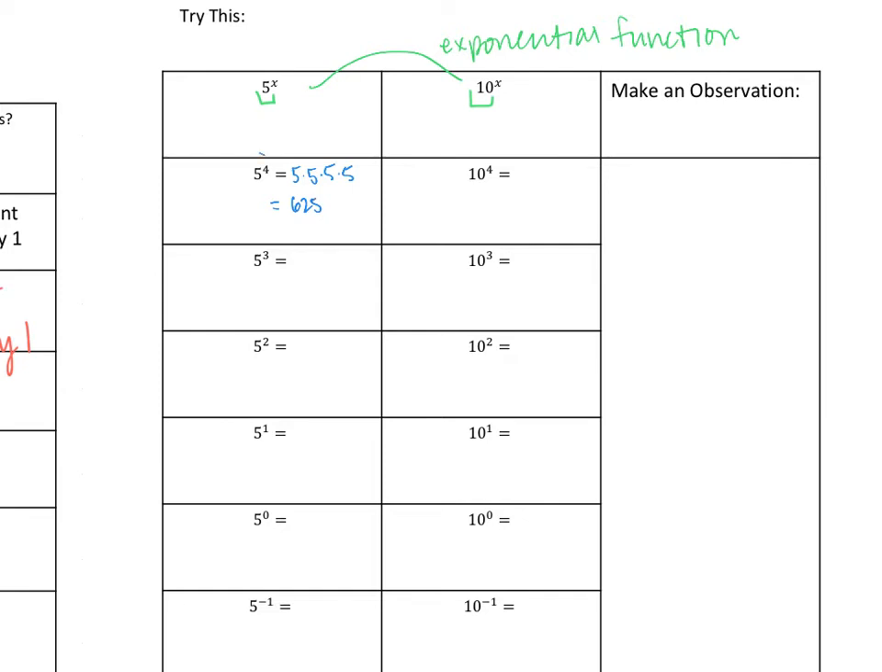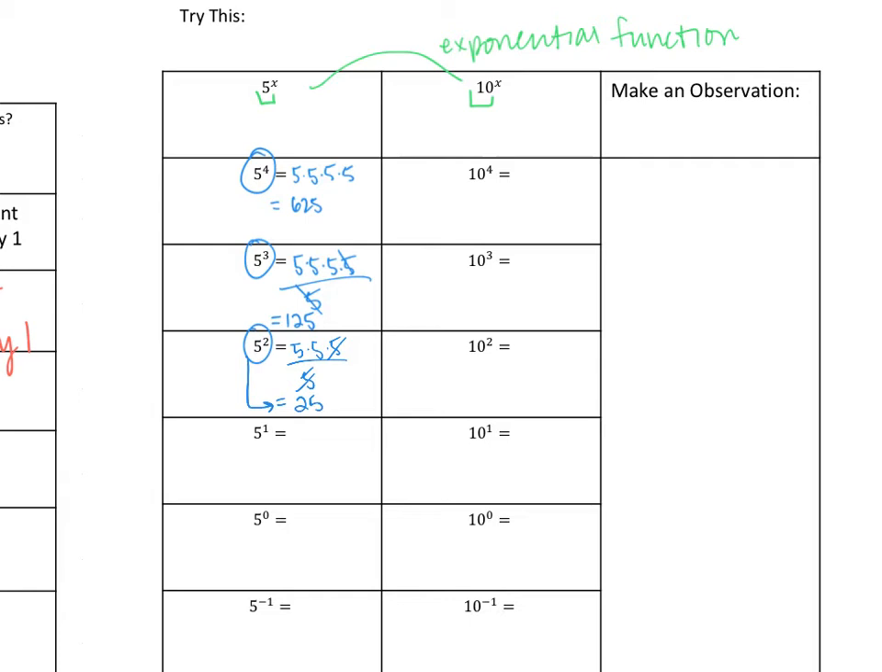So if you look at it, when we go from 5 to the 4th to 5 to the 3, it's like we divided by a 5. So if we take 5 times 5 times 5 times 5 and divide by a 5, that takes one of those away, which equals 125. 5 squared, that takes another 5 and divides by it. So we're like 5 times 5 times 5 divided by 5. We're left with just 25, which should be pretty familiar.